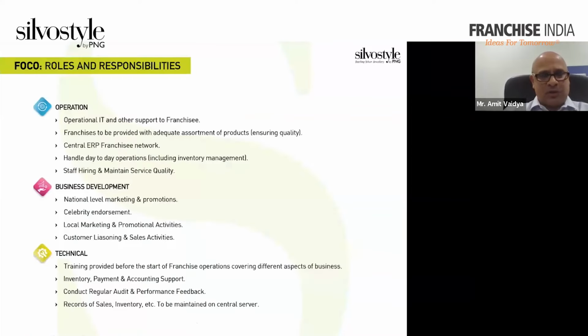Coming back to the roles and responsibilities of the FOCO model, like I said, the entire operations and the IT support would be given by the company. The company will provide an adequate assortment of products depending on the location of the franchisee and the market surrounding it. It so happens that in India, or even in Maharashtra, or even in a city like Mumbai or Pune, every area, every market is different. So this is something we call merchandising, and the merchandising support will be given from the company side.